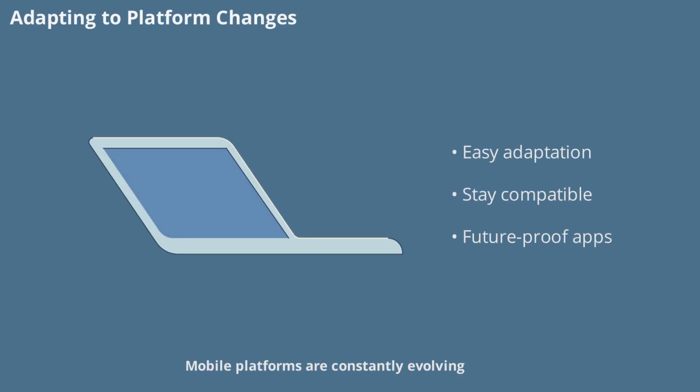Mobile platforms are constantly evolving, with new features and requirements introduced regularly. By using shared code and modular architecture, you can adapt to these changes more easily, ensuring that your app remains compatible and up to date.